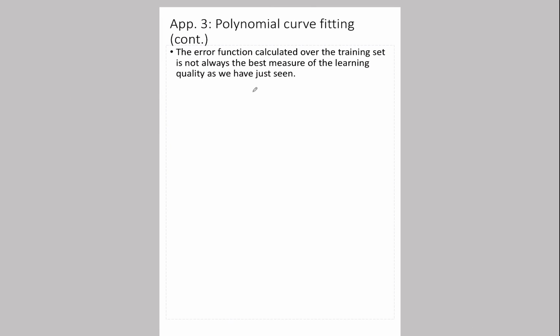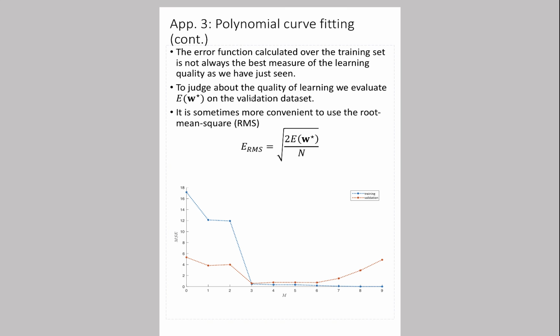We evaluate the error function E of w star on the training data. As we've seen previously, this error is not always the best measure of quality of learning. Here's where a validation set comes into play. To judge the quality of learning, we evaluate E of w star on the validation dataset. It is sometimes more convenient to use the root mean square error, given by the following expression.